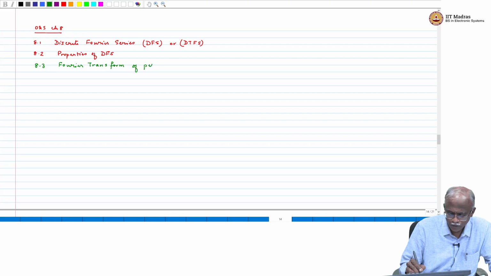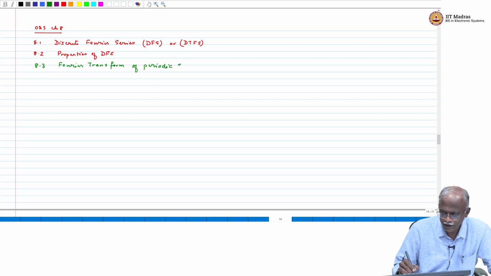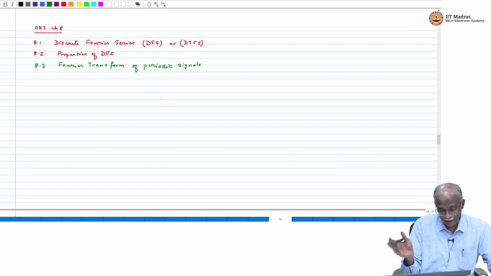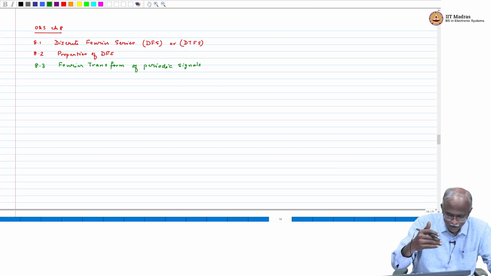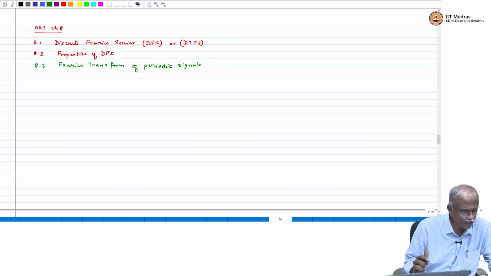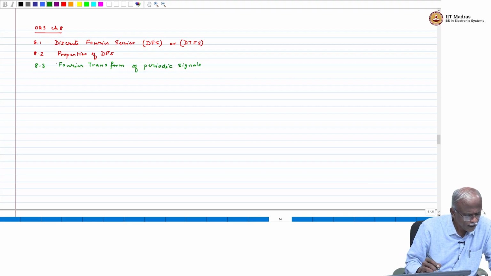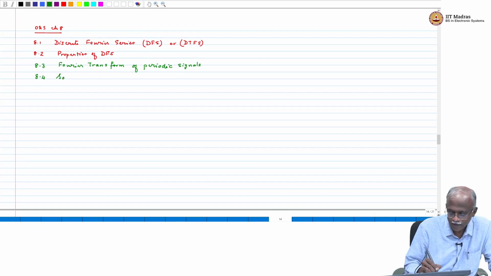So we are going to introduce the notion that periodic signals can have a Fourier transform. Of course, they can have a Fourier series represented. That's what we have covered in 8.1 and 8.2. But we see that they can also have a Fourier transform. Then we look at the Fourier transform and sample it. Sampling the Fourier transform.